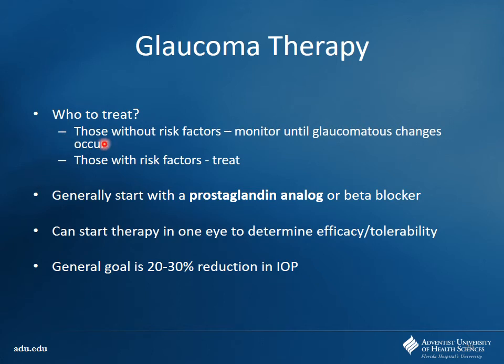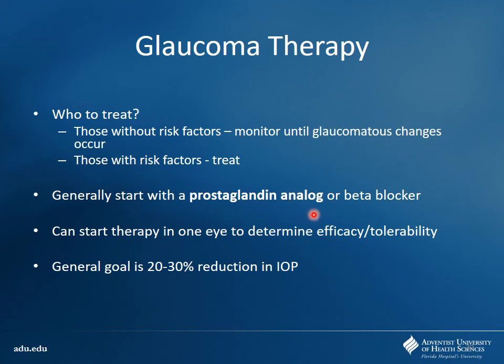Okay, so the question is who to treat. Basically, if we have patients without risk factors, you just monitor their intraocular pressure, even if it's high, until they start to see some glaucomatous changes in the optic nerve, things like that. But if they have risk factors or family history, you just go ahead and treat them anyway, right? Because you want to get that started early because you know they're going to be at higher risk there. Typically, you're going to start with a prostaglandin analog or a beta blocker.